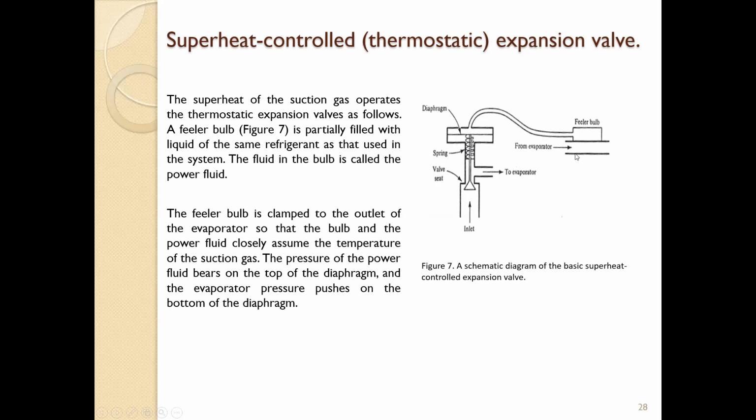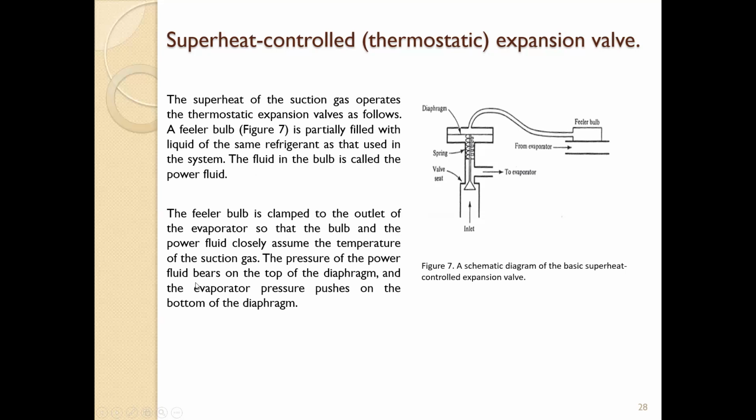Feeler bulb from evaporator. Feeler bulb kasi pinipili niya yung temperature. Kaya feeler bulb. Pa-signal siya dito. So, ito na yung inlet mo. Mag-open sa evaporator. Yan, mag-adjust siya. A feeler bulb, figure 7, is partially filled with liquid of the same refrigerant as that used in the system. The fluid in the bulb is called the power fluid. Kasi yan magpa-power dito. So the feeler bulb is clamped to the outlet of the evaporator so that the bulb and the power fluid closely assume the temperature of the suction gas.